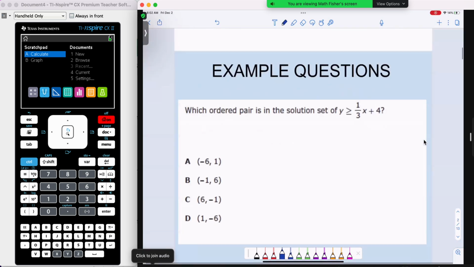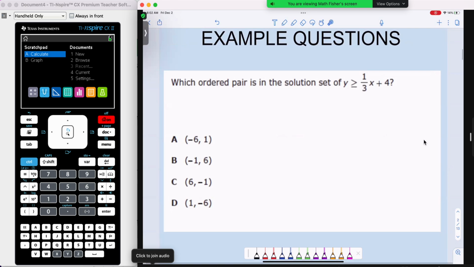Example 1 says, which ordered pair is in the solution set of y greater than or equal to 1 over 3x plus 4? Right here we have 4 points. What we're going to do is true or false. We should all know true or false, but if you don't, that's cool. We're going to copy this right here: y greater than or equal to 1 over 3x plus 4.